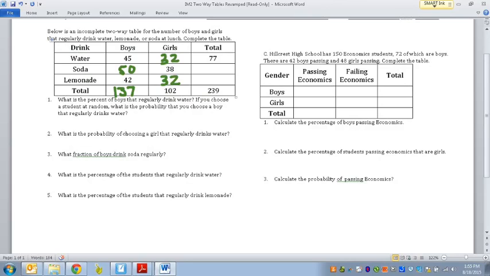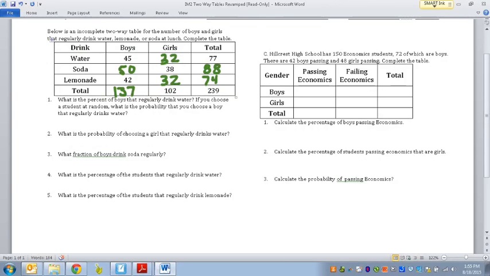Okay, and now that I know all of the boys and girls totals, I can go back to the rows and add these together. 50 plus 38 is 88. And 42 plus 32 is 74. If we did our math correctly, this added together will be 239, and this added together will be 239. I already know that the bottom row equals 239, but what about the last column? Let's check it out. 77 plus 88 plus 74 equals 239. There we go. We did it right.